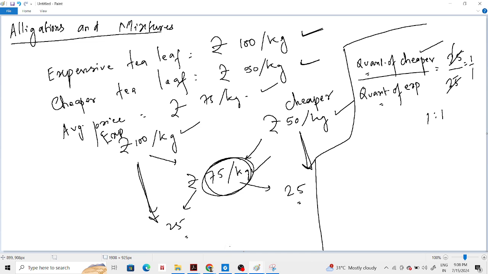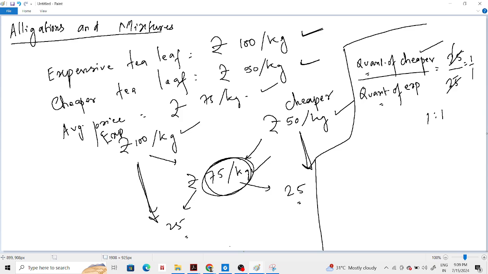Now do one sum. See, alligations and mixtures is completely formula oriented. I mean, a little bit of logic, more of formula. So we will do one formula and then we will do a sum on that. So this is a type of formula only. We will do a sum on this. Okay, I'm just sending this sum.